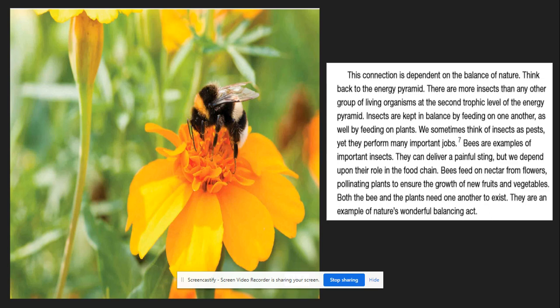We sometimes think of insects as pests, yet they perform many important jobs. Bees are examples of important insects. They can deliver a painful sting, but we can depend upon their role in the food chain. Bees feed on nectar from flowers, pollinating plants to ensure the growth of new fruits and vegetables. Both the bee and the plants need one another to exist. They are an example of nature's wonderful balancing act.